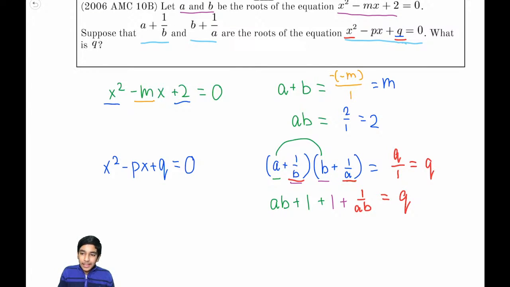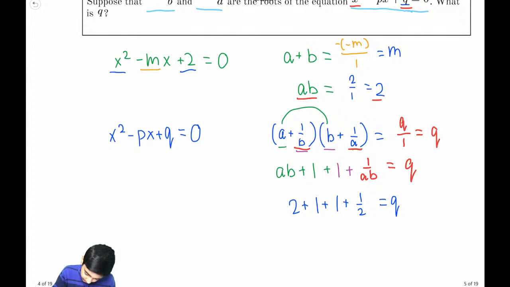So how can we find q? Does this seem familiar? This ab term here. It seems familiar, right? We know the value of ab is 2 from our first quadratic. So we can substitute it back in to get that 2 + 1 + 1 + 1/2 equals q. And this is just going to be equal to 9/2. So q is equal to 9/2.